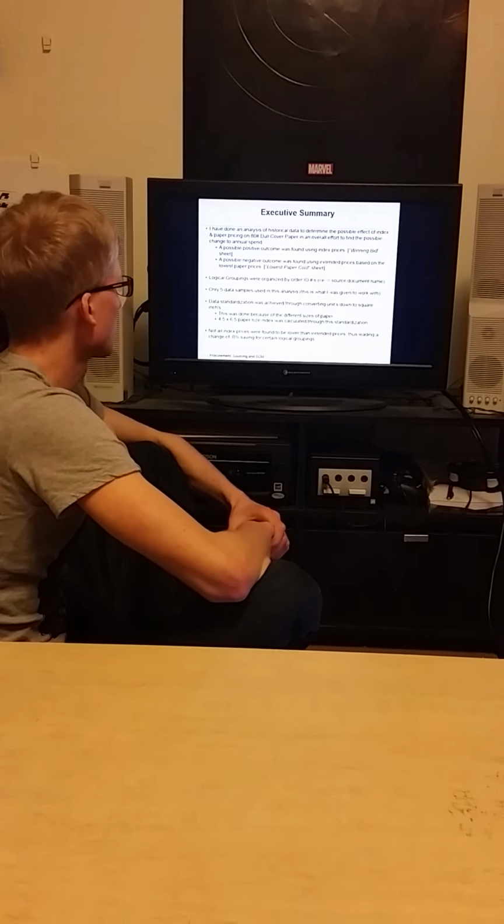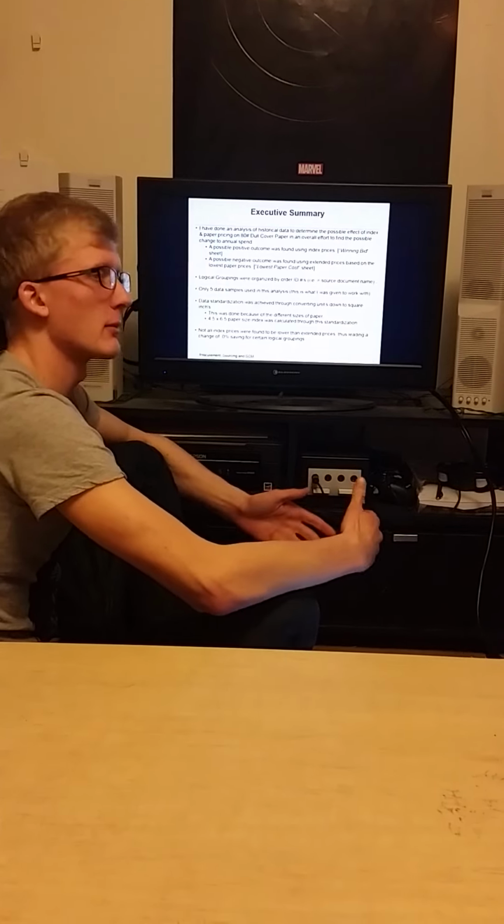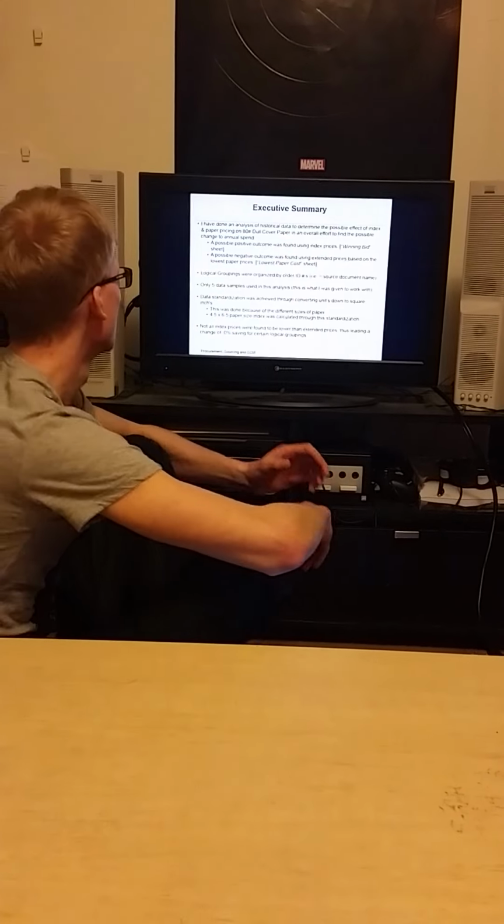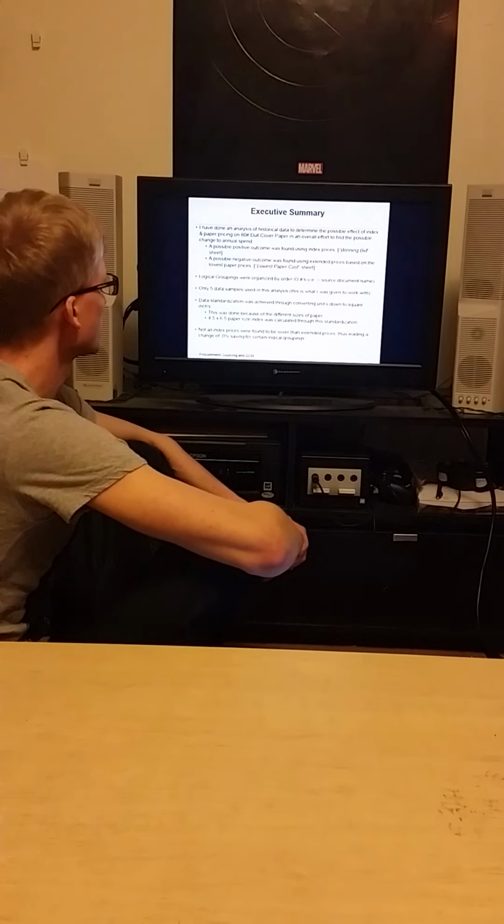Only 5 data samples were used in this analysis. So this is what I was given, 5 samples. This is what I had to work with, and this is what I came up with given those 5 samples. Data standardization was achieved through converting units down to square inches.